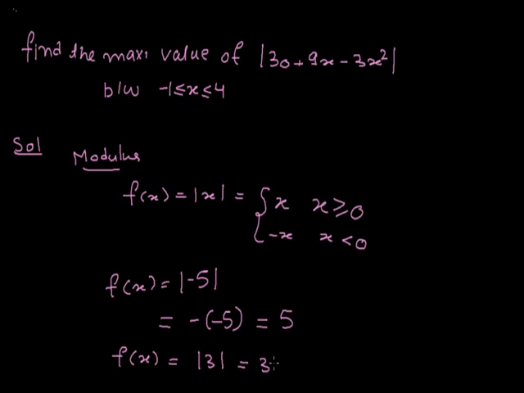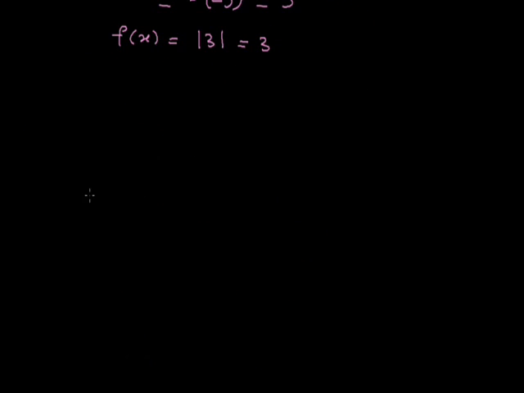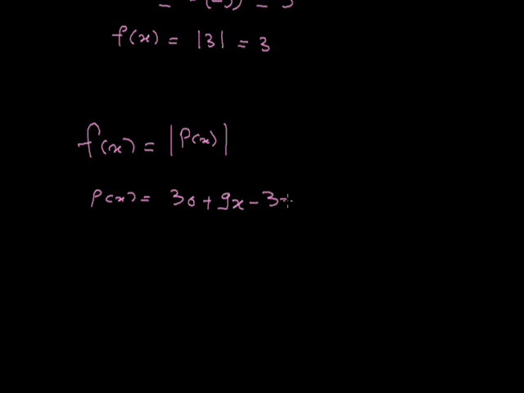Now we just simplify our problem. First of all we take the problem as f of x equals the polynomial p of x inside the modulus. So here p of x equals 30 plus 9x minus 3x². First of all we simplify the polynomial p of x. So we factorize it. The method of factorization is splitting the middle term.